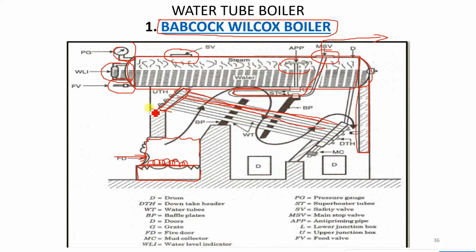Now water tubes are supported on the brickwork. On the brickwork, some baffles are also provided for changing the direction of flue gases, so that proper heating of water takes place. Here, manholes are provided as doors for cleaning and maintenance purposes. This end is also supported on the brickwork.